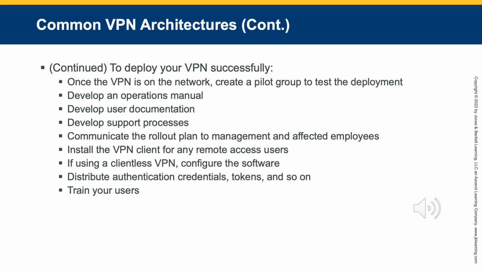Additional things: once the VPN is on the network, create a pilot group to test the deployment. Develop an operations manual. Develop user documentation. Develop support processes. Communicate the rollout plan to management and affected employees. Install the VPN client on any remote access users. If using a clientless VPN, configure the software. Distribute authentication credentials, tokens, and so on. And train your users.